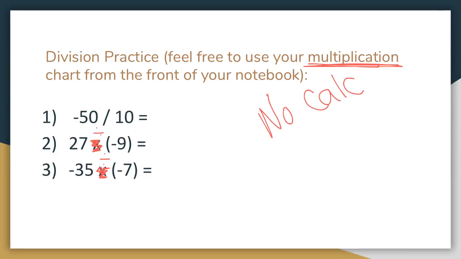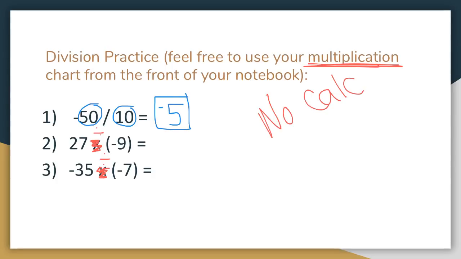All right, let's start with the numbers. So we have a 50 divided by 10, that's 5. And then let's decide on our sign. It was a -50 and a +10. Those are opposite. And when I have one positive and one negative, my answer will be negative.